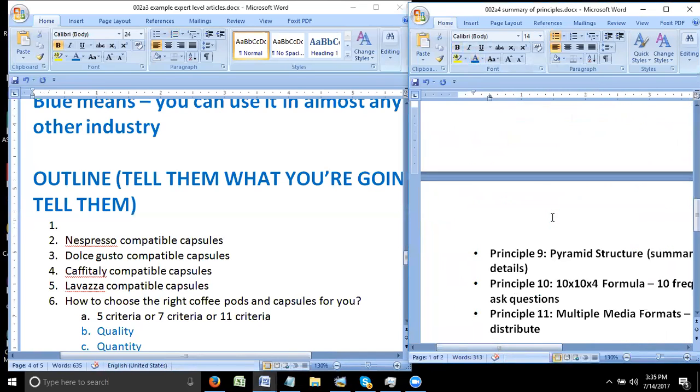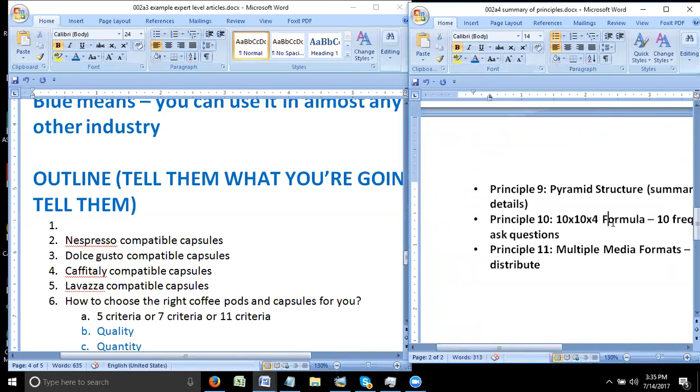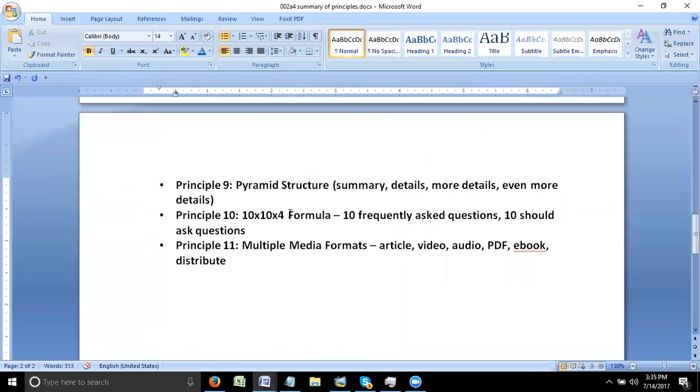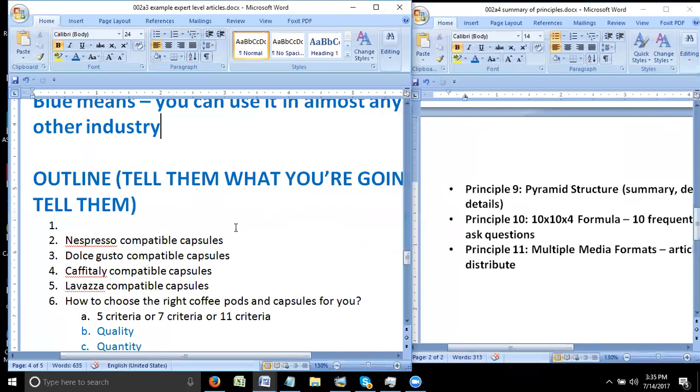And another thing that we can use at this point is the 10 by 10 by 4 formula, which is the 10 frequently asked questions in the industry and the 10 should ask questions. Now, even if you go inside any industry, you don't need research every time. Just off the top of your mind, what are the questions that you're asking right now?